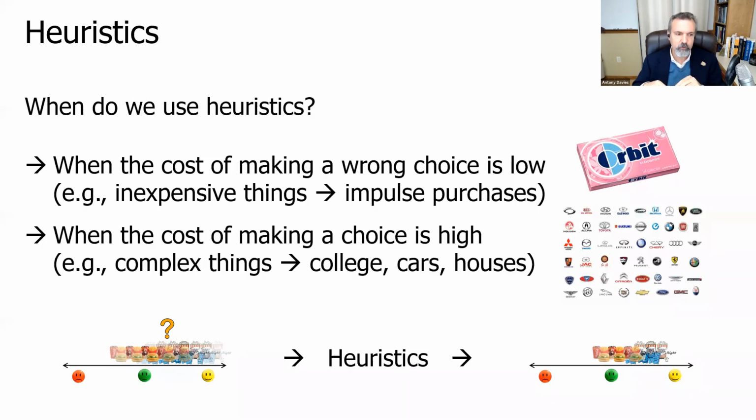We'll also tend to use heuristics when the cost of making the choice is high. So if the cost of making the wrong choice is low, we'll use heuristics, and if the cost of making a choice at all is high, we'll use heuristics. Think about buying a car.